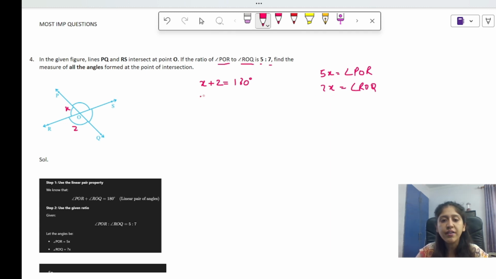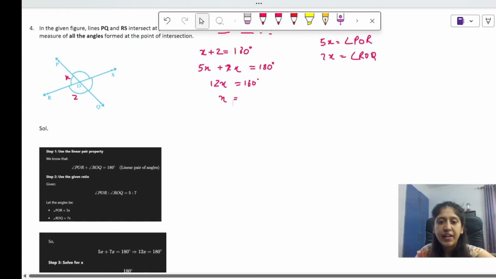Okay, let's substitute over here. In place of angle x we'll write 5x, in place of z we'll write 7x, and we'll just write it as 180. This becomes 12x is 180. I'm just solving it for you. x will come out to be, let me just see, 15.